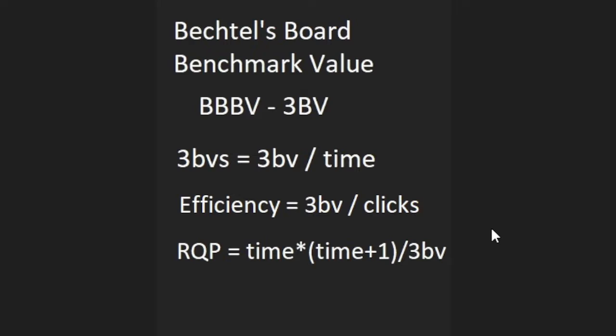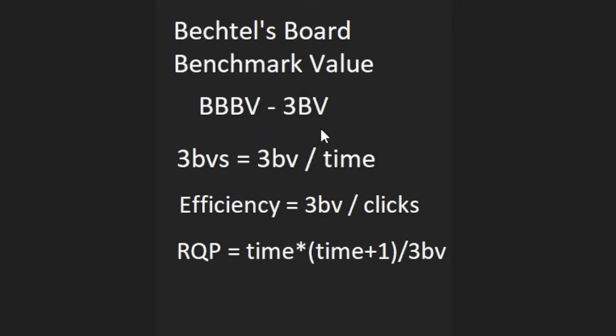So why is it called 3BV? It is an acronym for Bechtel's Board Benchmark Value. So you get to it from BBBV, and then instead of saying BBBV, because it's kind of weird to say, you just say 3BV. So the 3 is not something multiplied by 3 or anything like that. It's just literally because there are 3 B's.